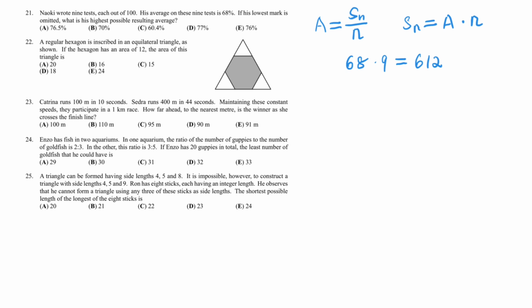If we remove the lowest score, the lowest score is 0, because each score is out of 100, lowest 0, highest 100. So remove the 0. That means the sum has not changed, still 612, divided by now 8 tests because we removed the 0, the lowest score, equals 76.5. Therefore, the answer is A.